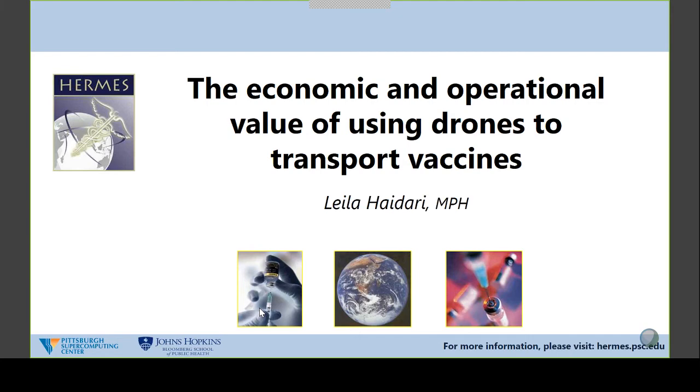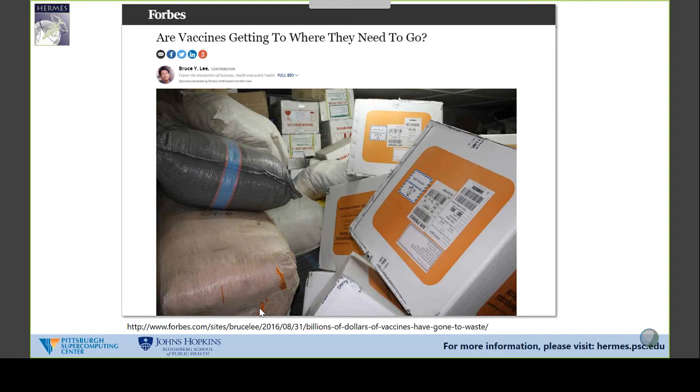So I'm going to talk about a study we did using the Hermes tool that Shawn briefly talked about earlier to look at the value of using drones to transport vaccines as opposed to traditional land vehicles. This is a piece that our Hermes team scientific lead Bruce Lee wrote for Forbes, and the answer is basically no, vaccines don't often get to where they need to be. In countries all around the world, kids show up to health facilities to get vaccines that may potentially be life-saving, and they may not be there due to supply chain issues.